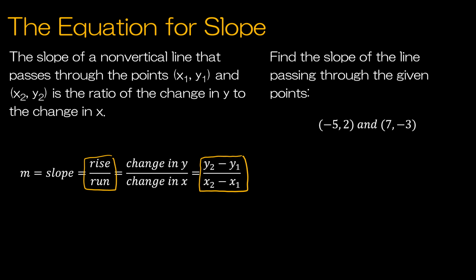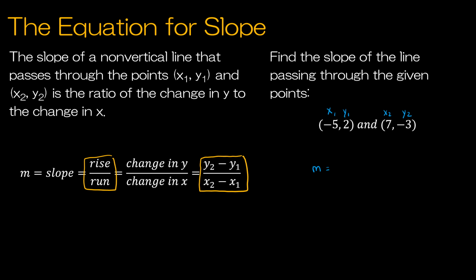For instance, let's take a look at negative 5, 2 and 7, negative 3. As you first begin to find slope, it's not a bad idea to label the first point x1, y1 and the second point x2, y2. It's not necessary, but if you are doing this for the first time, it might help you to stay organized.